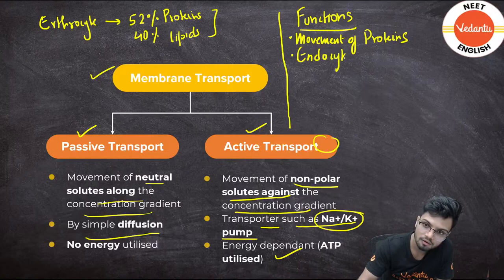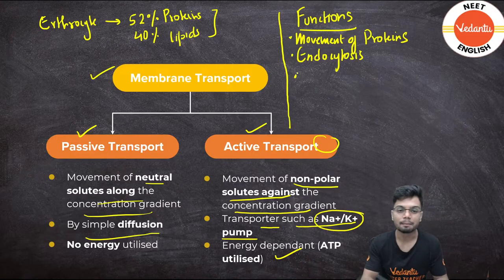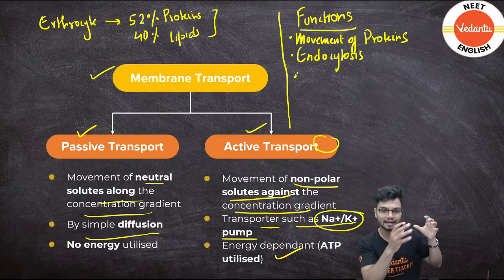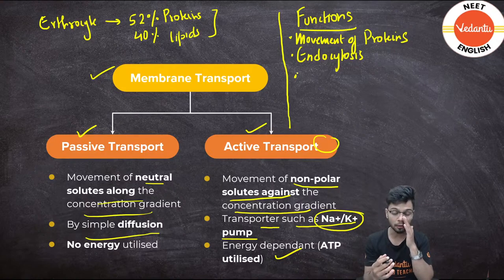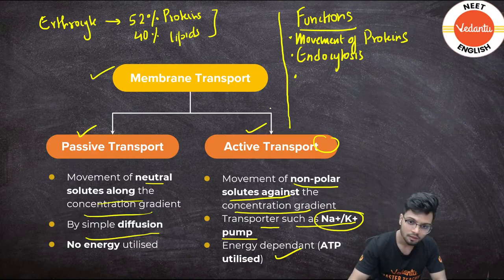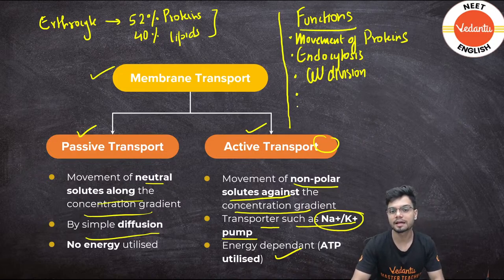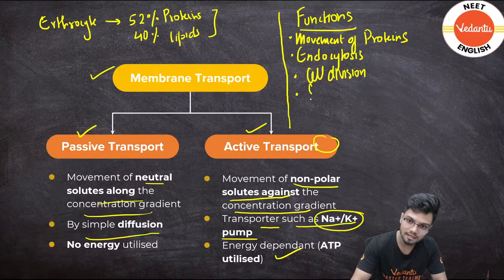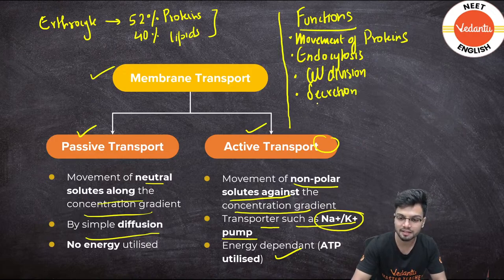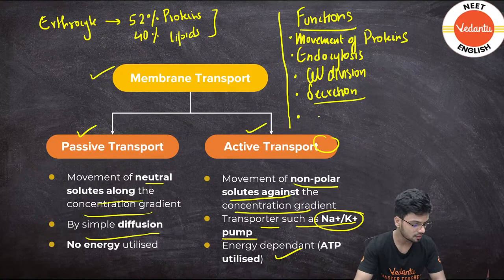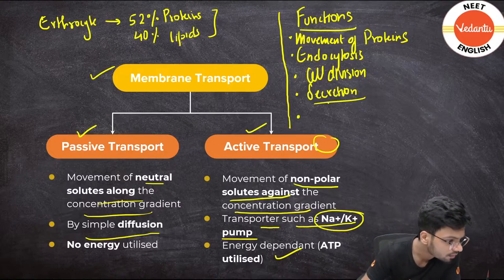The cell membrane is also involved in endocytosis, that is bringing stuff inside the cell. They take the things and bring them inside the cell, that is endocytosis. It is also involved in cell division, that is, division of your cytoplasm happens. The plasma membrane can also be involved in secretion. Keep writing notes with me, all of you.